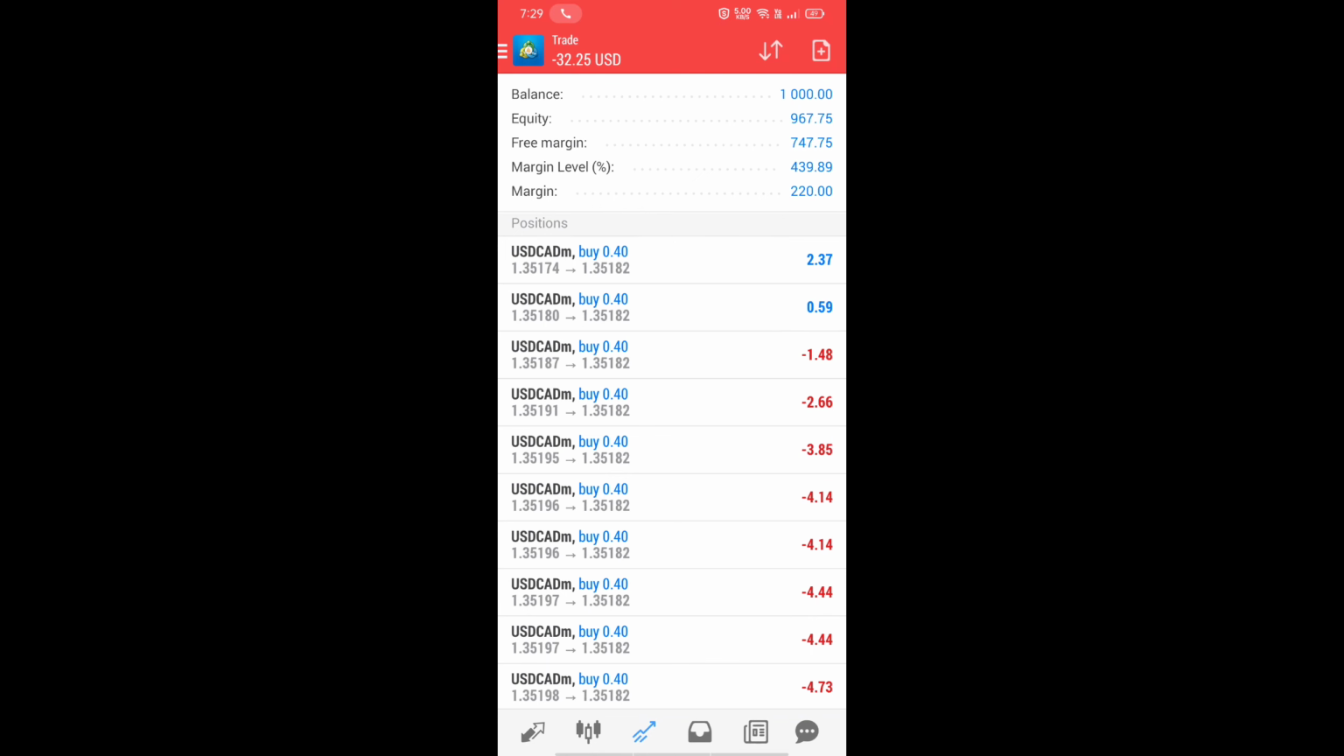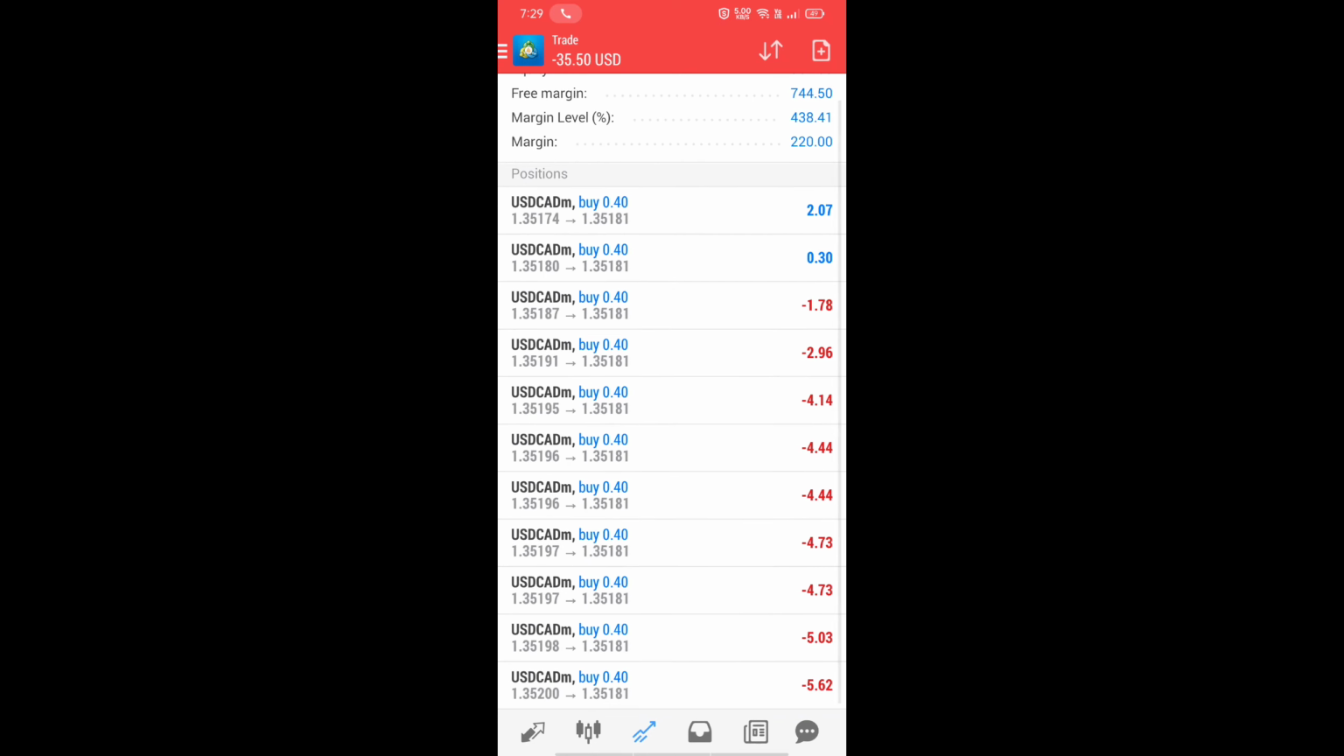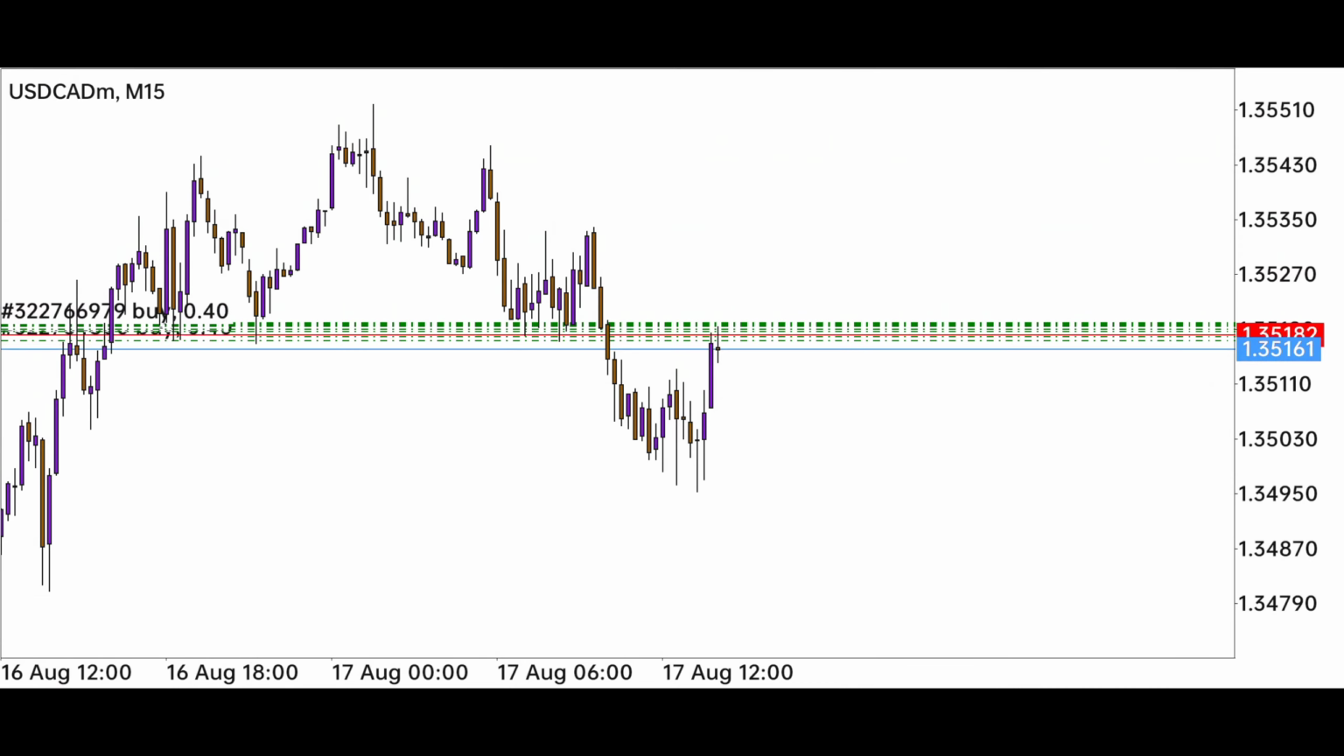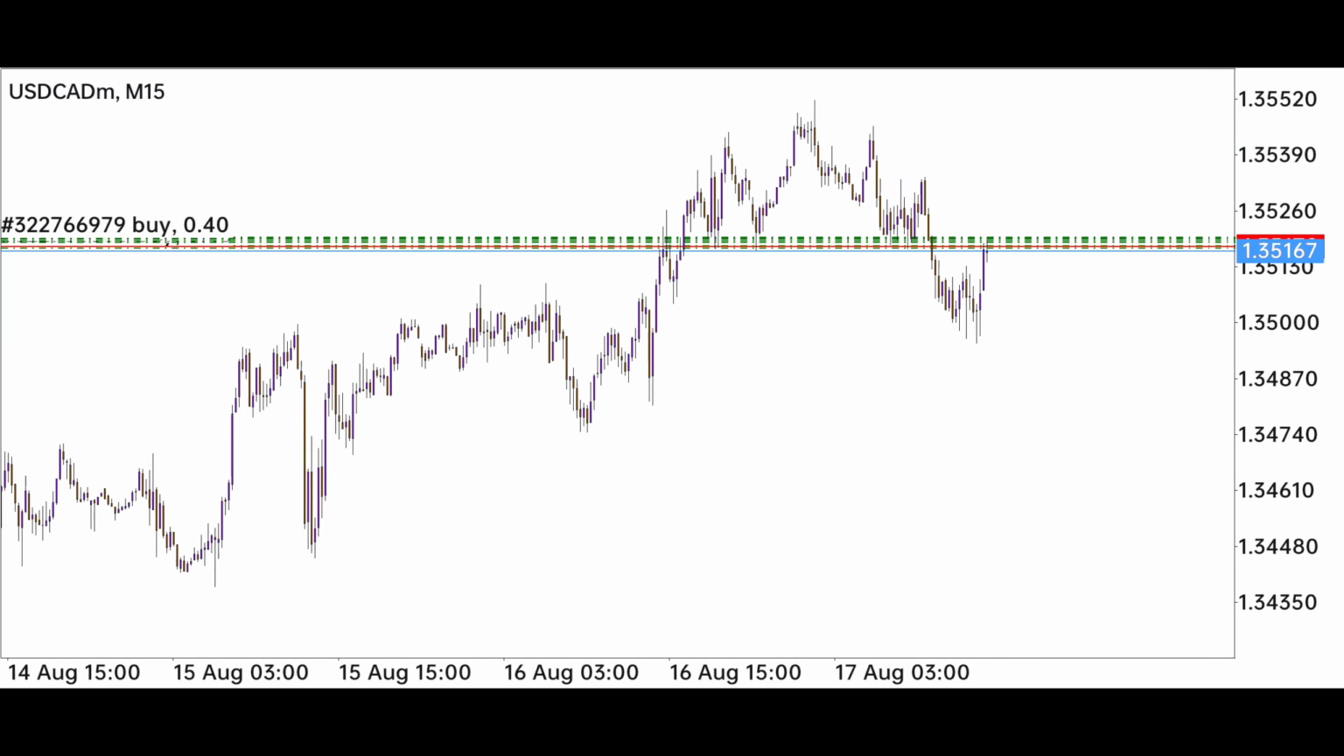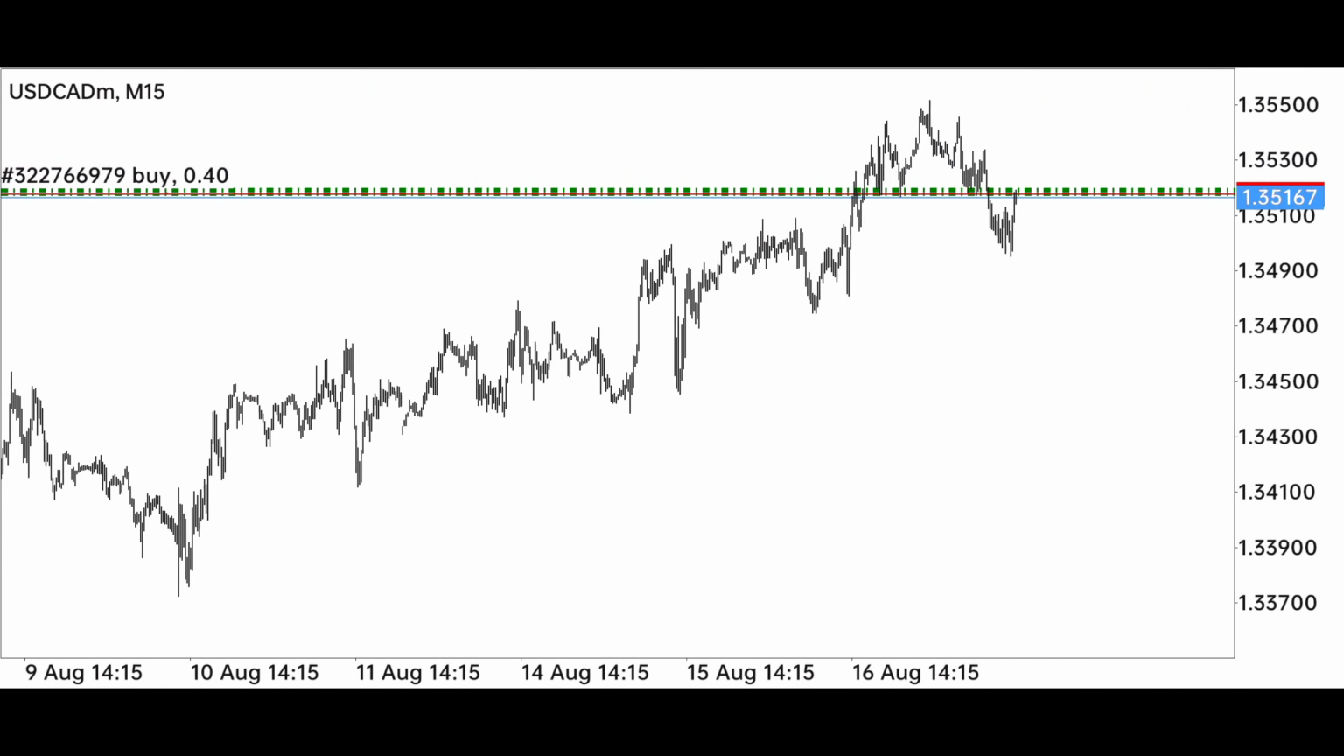Guys, we have $1,000 in this account, which has to grow. We are running a loss of a few dollars right now, which we will try to convert into profit. Here I have calculated all these lots with the help of a position size calculator, whose link you will find in the description box. Let me explain the trend to you.